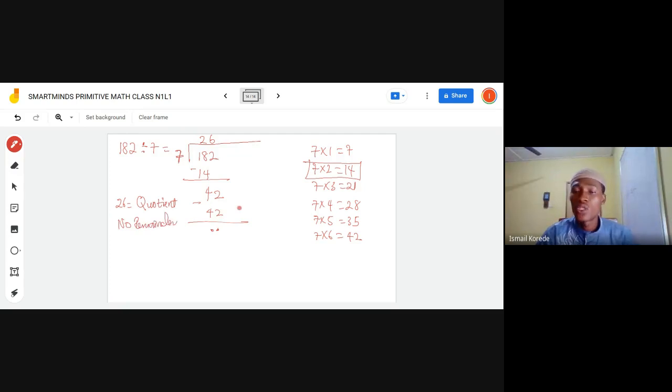So we can also use the short division method to do this by 7. 7 in 18, that's 7 times 2 is 14. So 7 in 18, that's 2, remainder 4. So you put the 4 next to the next digit. So 7 in 42, that's 6. So we have 26. Good.